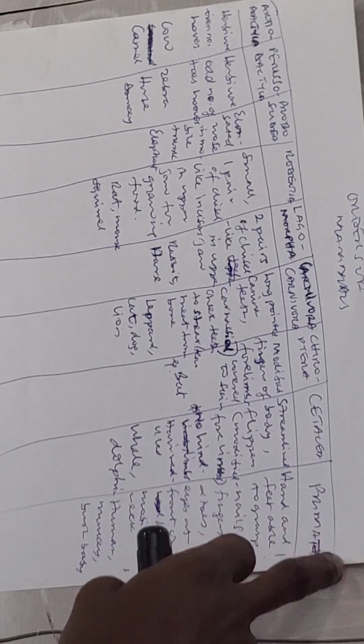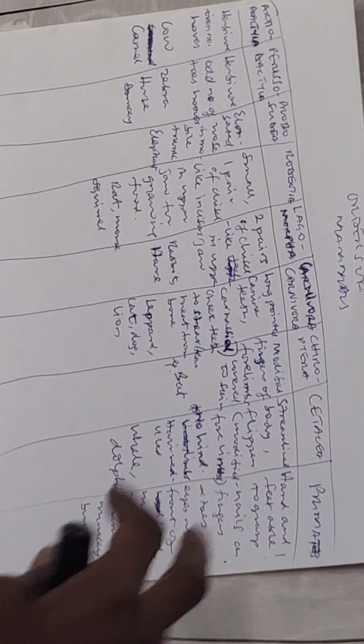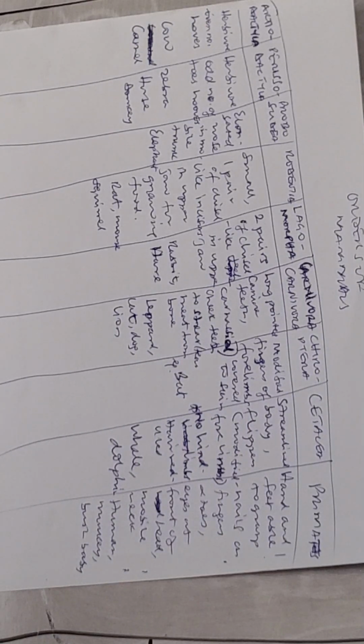And then we have the primates like ourselves, human beings, okay. We have hands and feet to grasp, nails on our fingers and so on. Right, so this was another example.